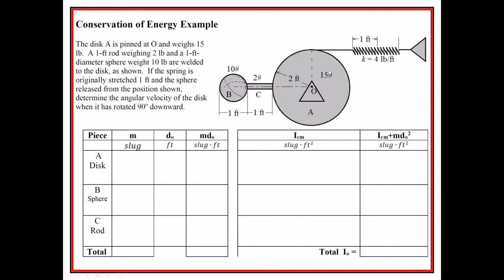So I start off with the disc, right? That's disc A. So that's disc A, 15 pounds, 2 feet radius. This guy's 2 pounds. That's what that hashtag means, pounds. 1 foot long, and then 10 pounds. And this is a sphere, which we don't usually deal with very often. So we'll look at that.